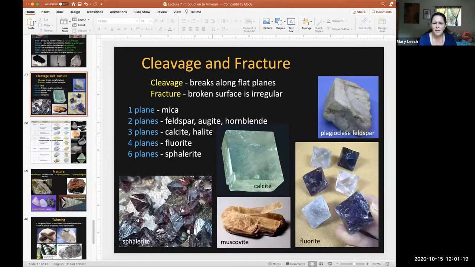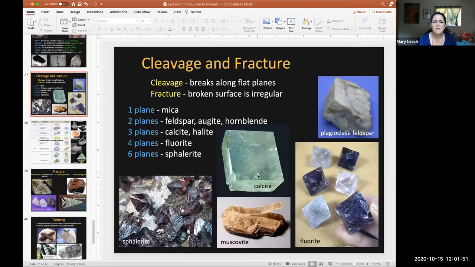Calcite and halite, so the salt, have three planes. So you can imagine one plane here, another plane on the front, and another plane on the side. Fluorite has four. So here's one, two, three, and the backside is four different planes. The sphalerite has six. I'm not going to count those. Most don't have six. So the most you're going to see are four cleavage planes in the specimens that you've got.